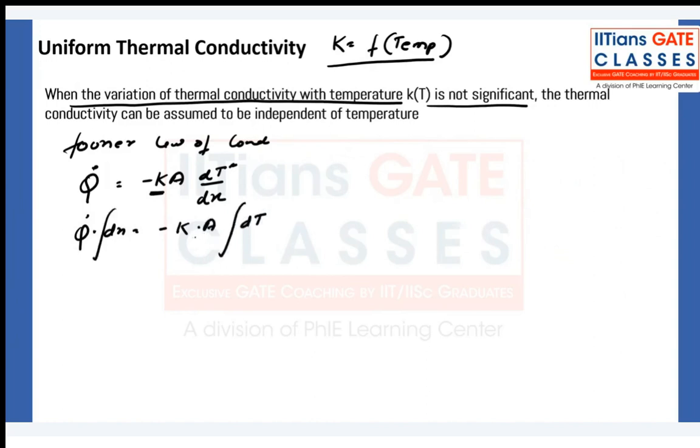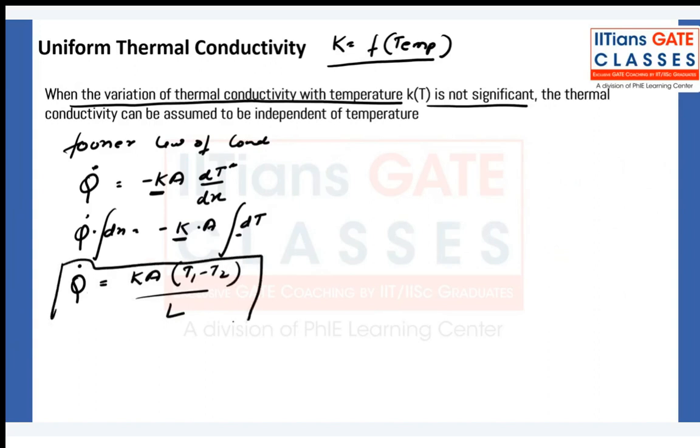If it is a function of temperature, we need to put it inside the integration. But because K is independent of temperature, we can take K outside, and our calculation simply gives you K A (T1 minus T2) by L, that we have done earlier. So there we assumed that the thermal conductivity is constant. That was a simple case. This is what we have already done.